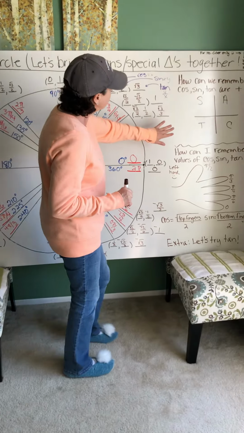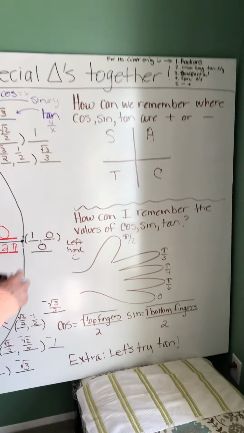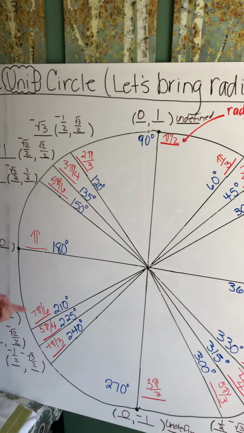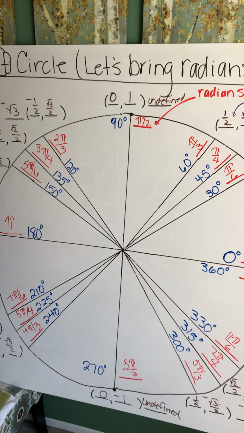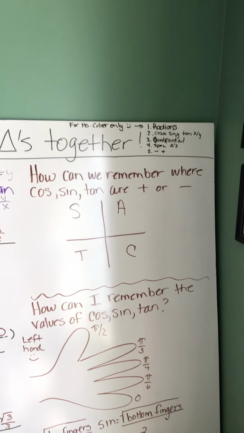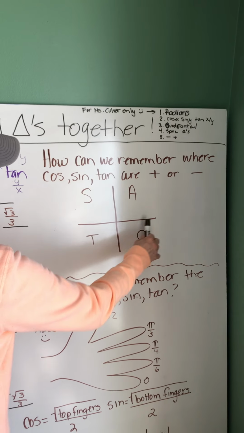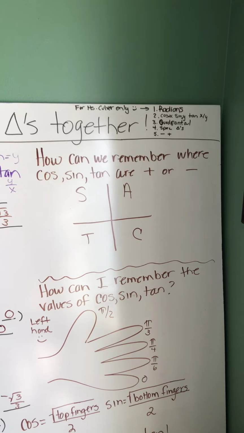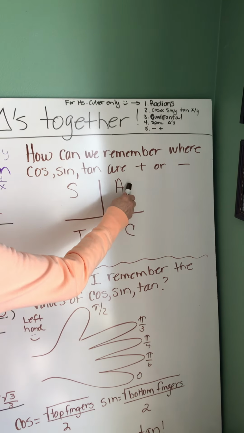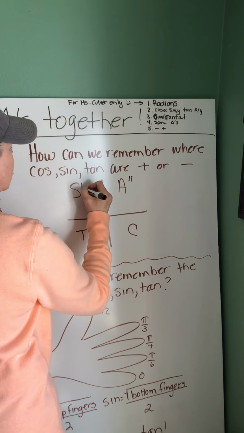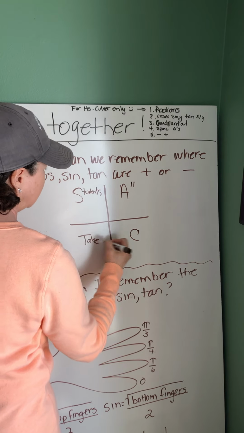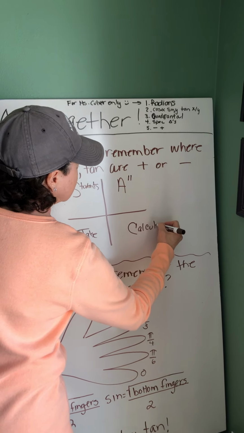Let's come on over here. How do we remember at what degree measure or what radian measures cosine, sine, and tangent are positive or negative? How do we remember that? Well, we have a nice little trick because it helps. What we do is we make a big plus sign. Notice that also looks like the quadrants. And we put ASTC: all students take calculus. Yay, all students take calculus.